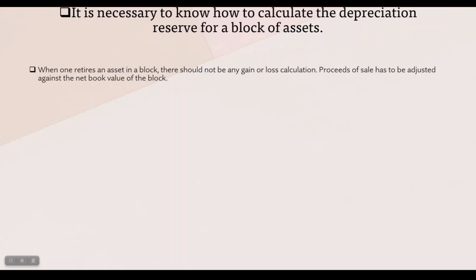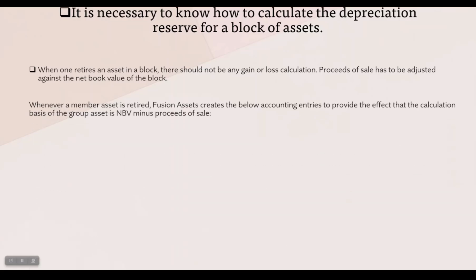It is necessary to know how to calculate depreciation reserve for a block of assets. When one retires an asset in a block, there should not be any gain or loss calculation. Proceeds of sale have to be adjusted against the NBV of the block. Whenever a member asset is retired, Fusion creates value accounting entries to provide the effect that the calculation basis of the group asset is NBV minus proceeds of sale.